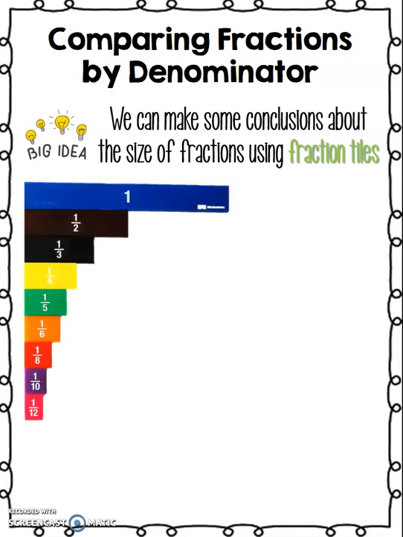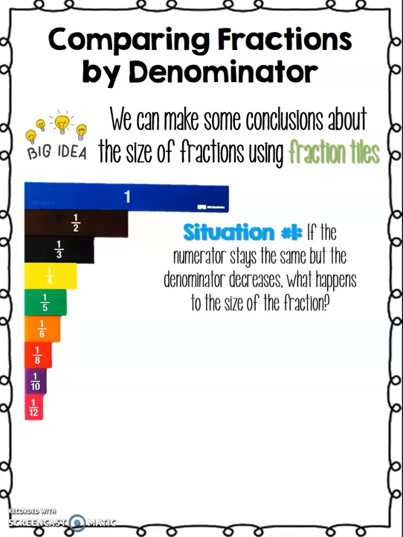So I'm going to list a set of fraction tiles on the side of my page here. You can see I start with the whole number 1, and I move all the way down to the piece 1/12 at the bottom. Based on this row of fraction tiles, I can consider a couple different situations. First, if the numerator stays the same, but the denominator decreases, what happens to the size of the fraction?